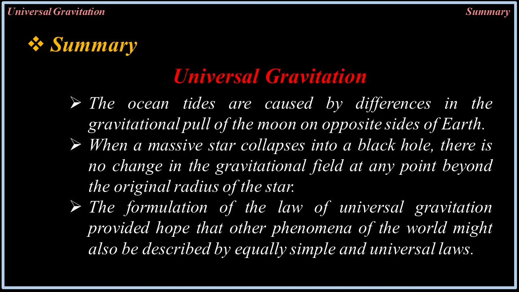The ocean tides are caused by differences in the gravitational pull of the moon on opposite sides of Earth. When a massive star collapses into a black hole, there is no change in the gravitational field at any point beyond the original radius of the star. The formulation of the law of universal gravitation provided hope that other phenomena of the world might also be described by equally simple and universal laws.